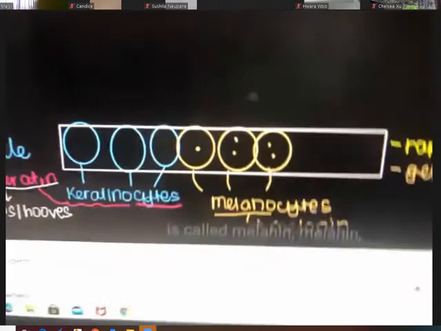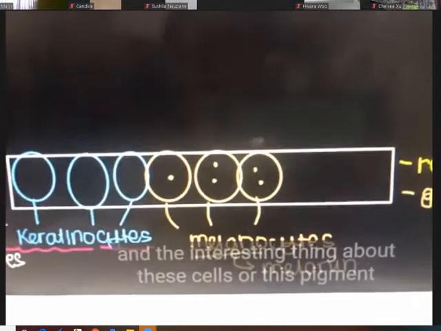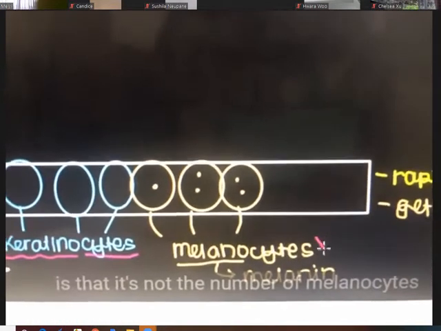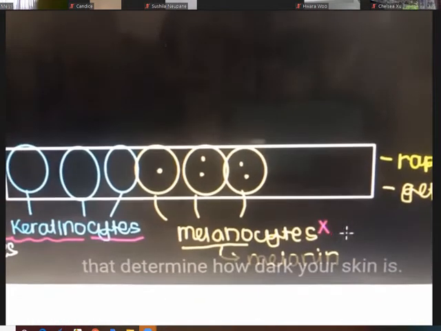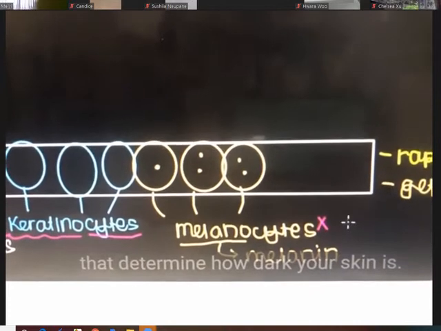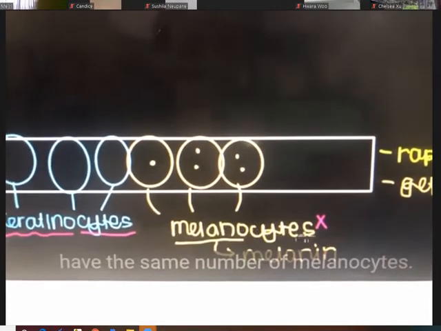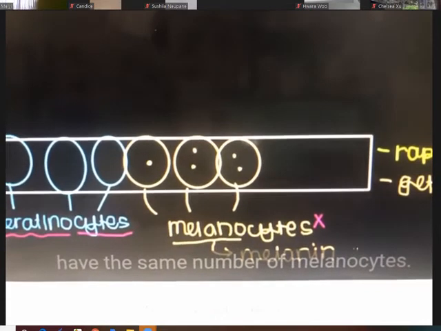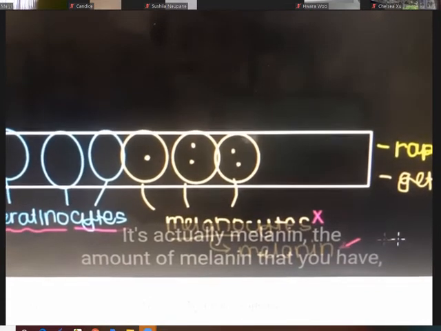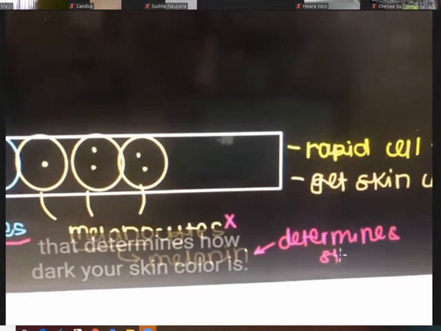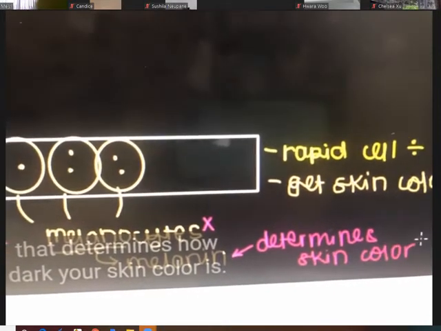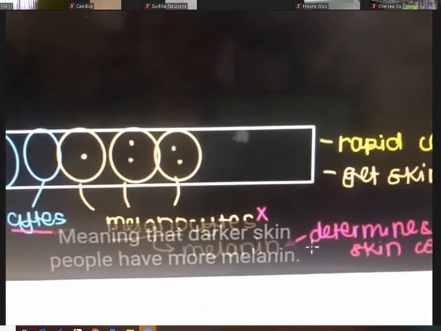Melanin. And the interesting thing about these cells or this pigment is that it's not the number of melanocytes that determine how dark your skin is. In fact, people with dark skin color and light skin color have the same number of melanocytes. It's actually melanin, the amount of melanin that you have, that determines how dark your skin color is, meaning that darker skinned people have more melanin.